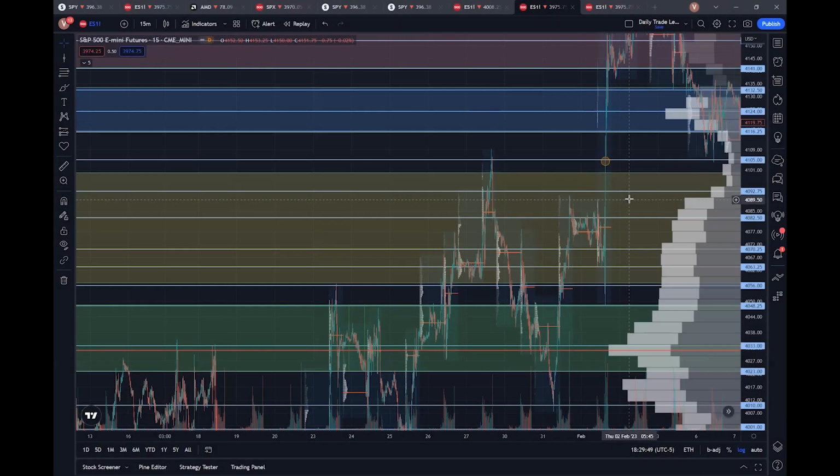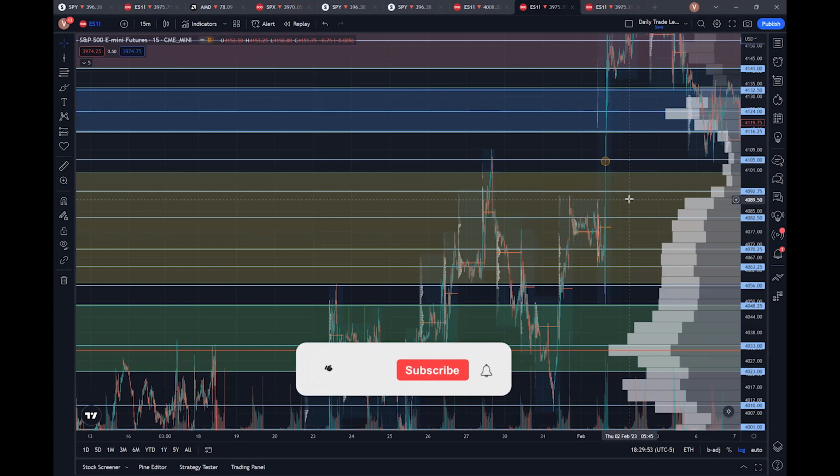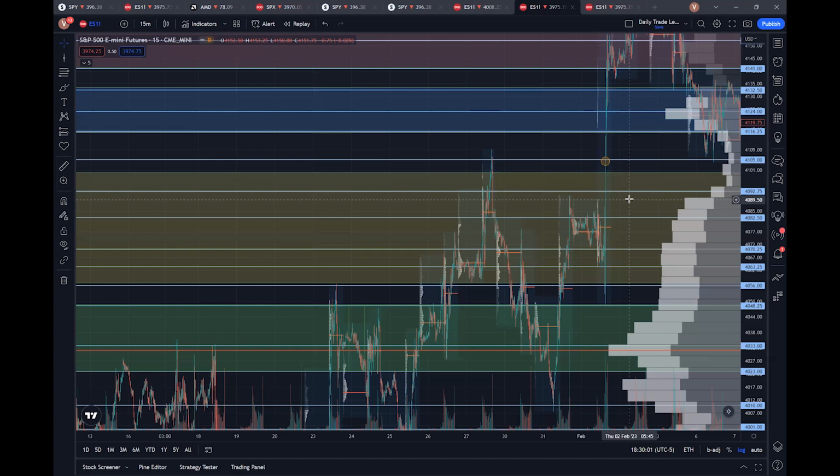Before we get into the actual DOM trading video and we take a look at the DOM, all I'm going to be showing you guys is the DOM in that video. Now, to get an overall understanding and glimpse of what we're looking at right now, we have to take a wider view of the volume profile.